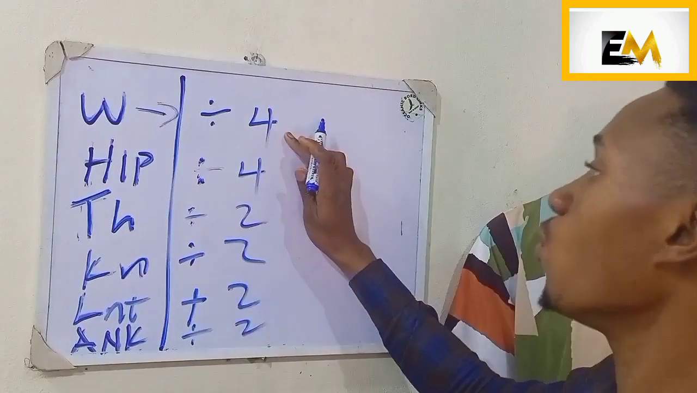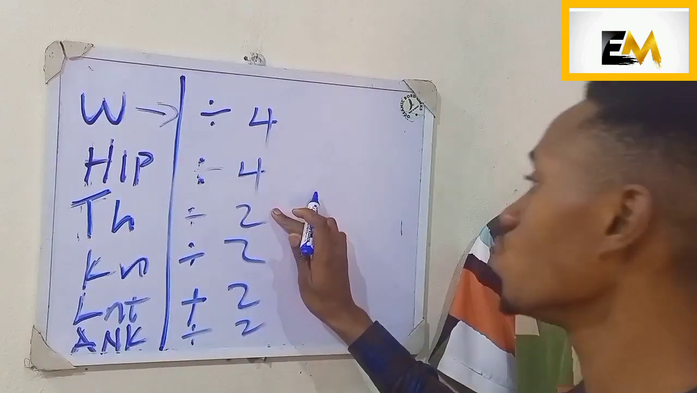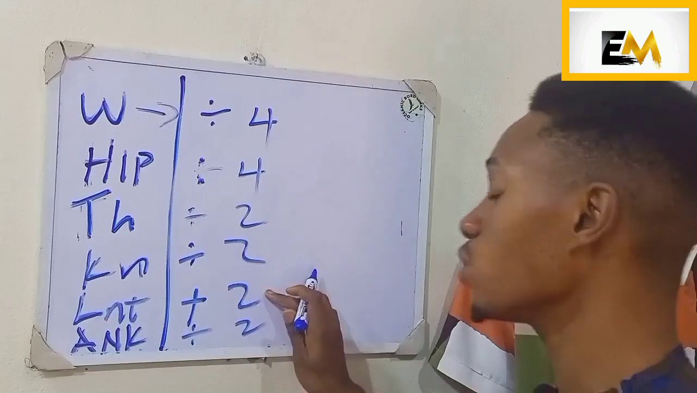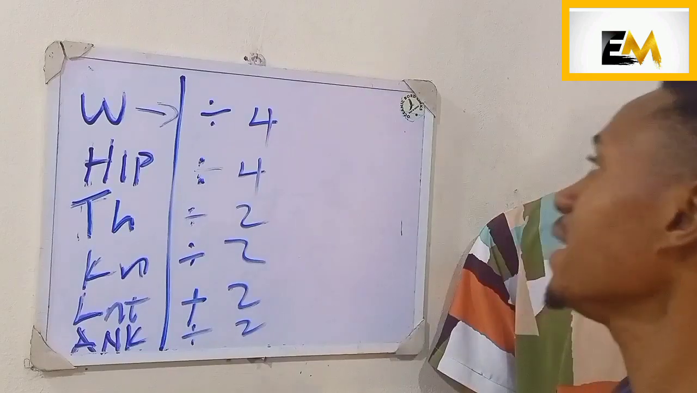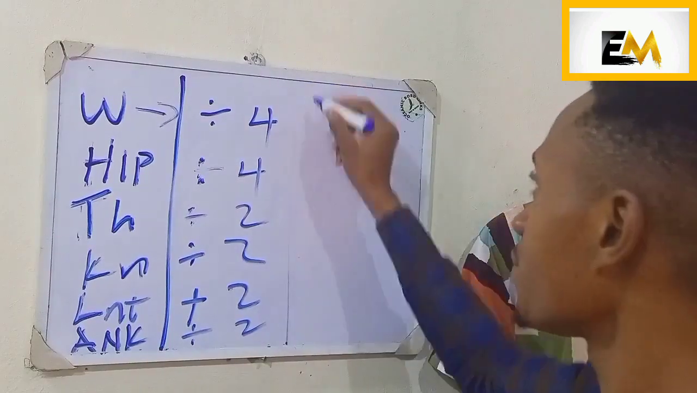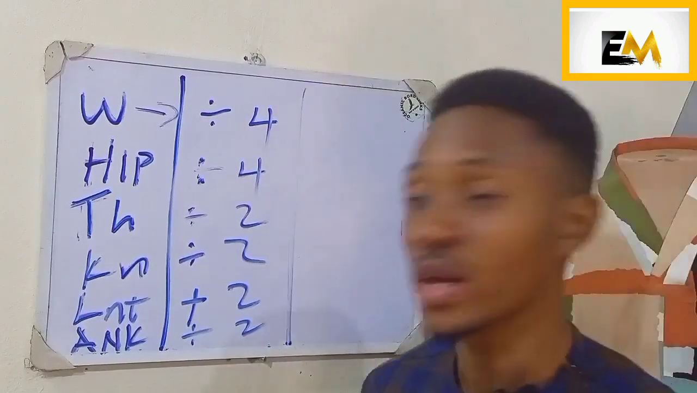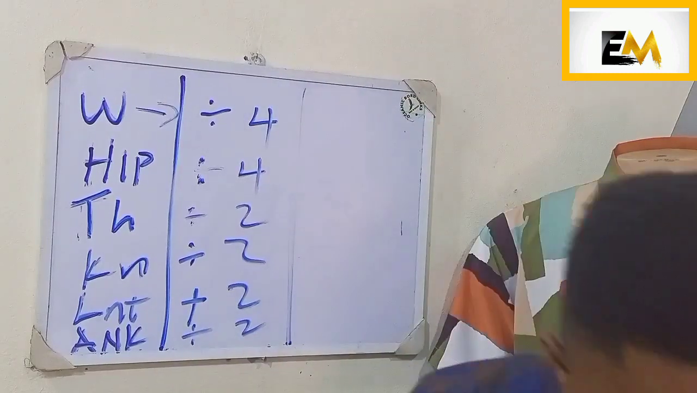Okay, waist by 4, hip by 4, thigh by 2, knee by 2, overall trouser length plus 2, ankle divided by 2. This is just the main formula you need. Let's put this formula to work.